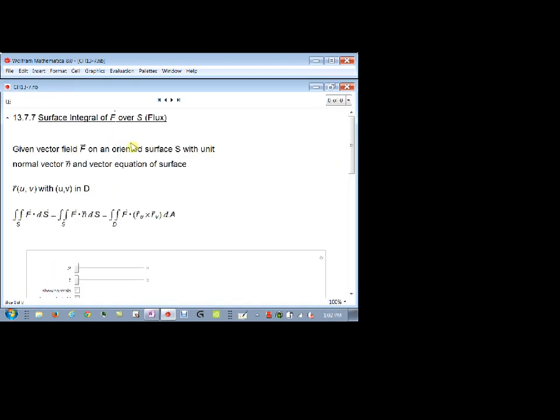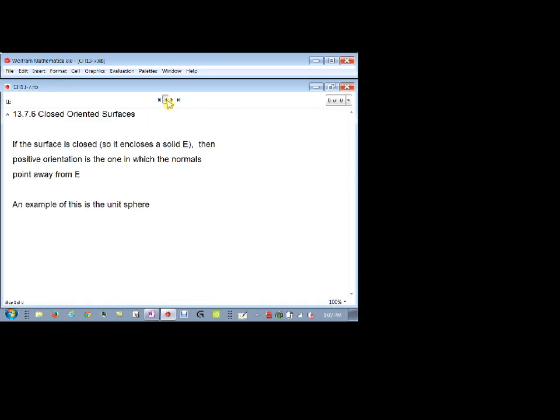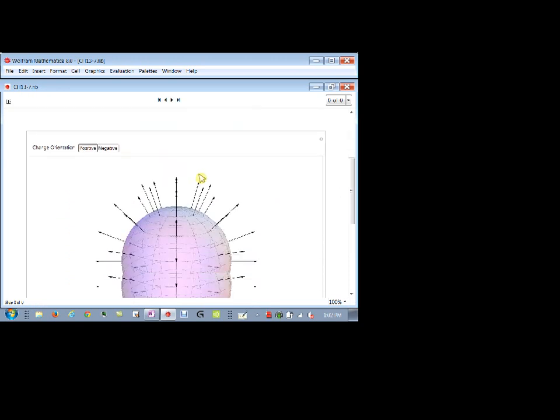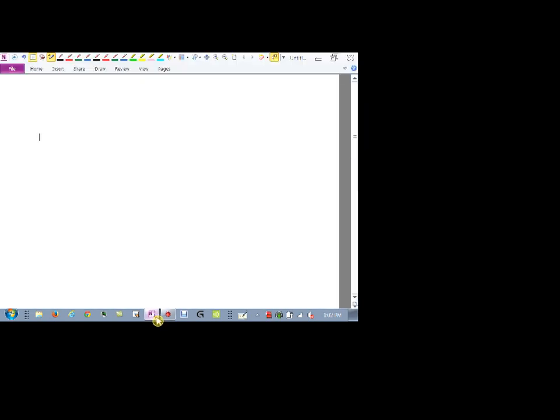Okay, so we need to pick up where we left off. We were starting with oriented surfaces, right? That's where we left off. But before I do that, I have something else I want to address with you that we did not talk about before. We'll use it today. Remember when we were coming up with the whole idea of parametric surfaces?